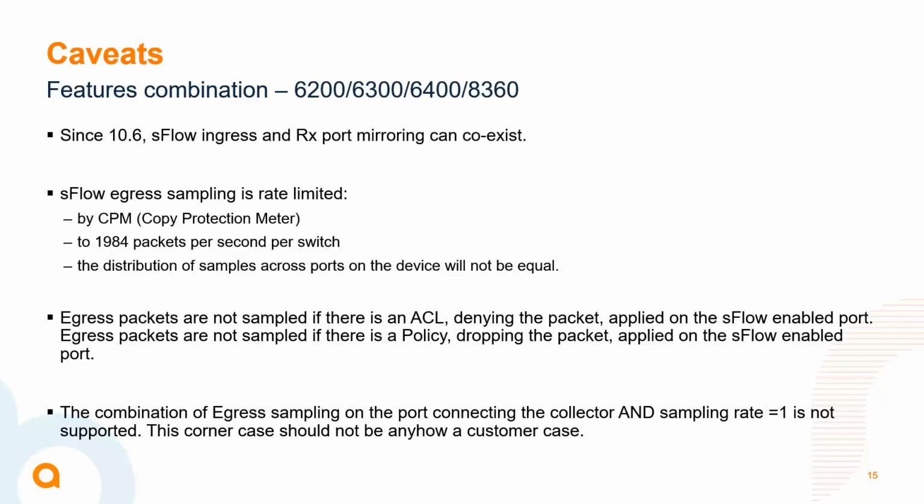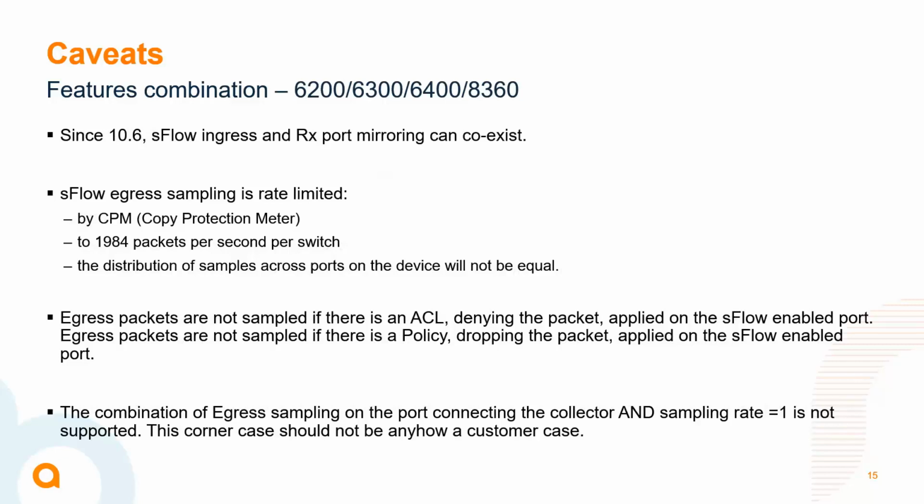S-Flow egress sampling, please take a note, would be rate limited by what we call a copy protection meter. And the rate limiting will be exactly up to a limit of 1984 packets per second per switch. So it's not per interface, it's globally per switch. And if you hit that limit, the distribution of the sample across the ports on the device will not be equal. So pay attention to that.